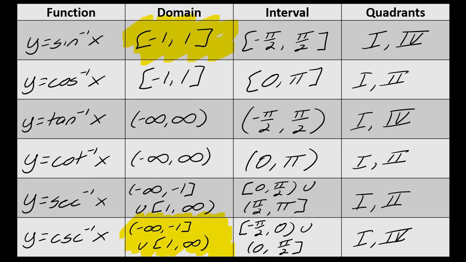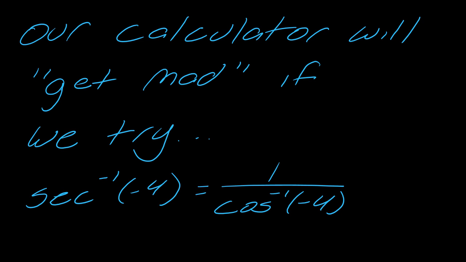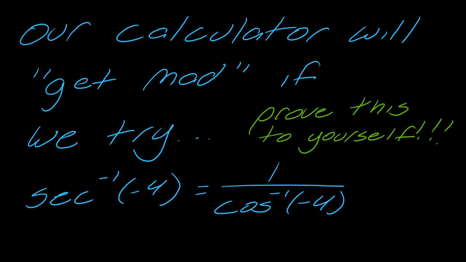And the same can be said of sine and cosecant. Again, these are reciprocal functions, but look at their domains. They're totally the opposite of one another. So, all right, that's an issue. In other words, our calculator will get mad if we try to just enter this in. If I try to just treat inverse secant as inverse cosine, this is going to give me an error.